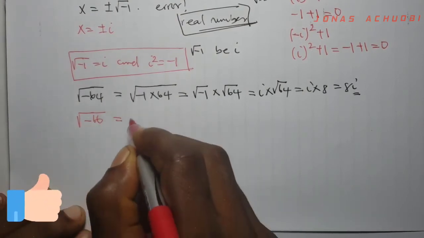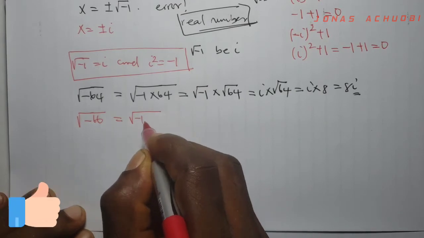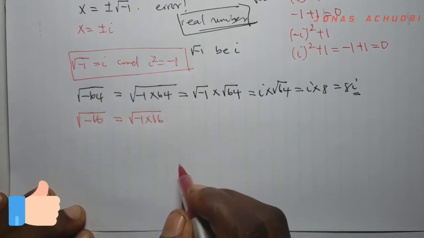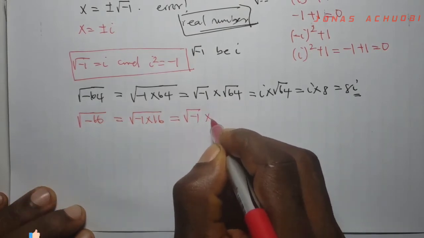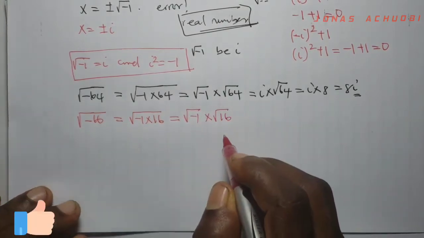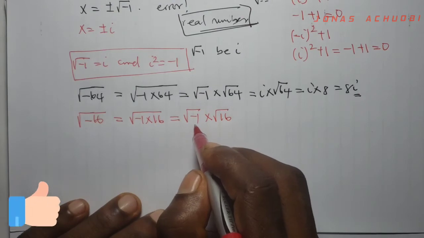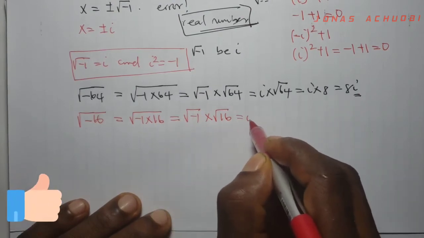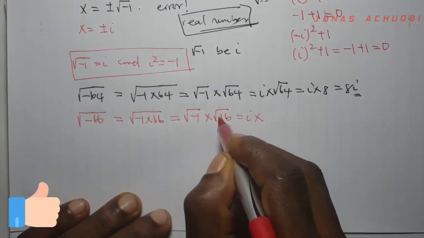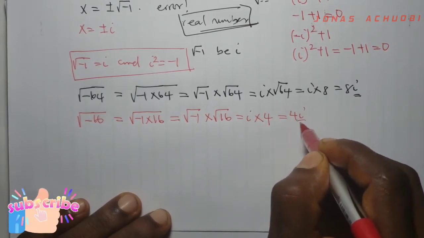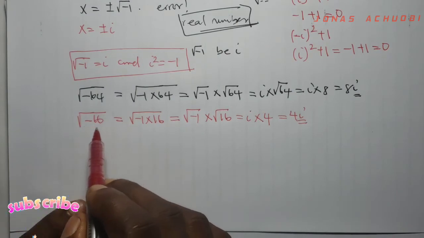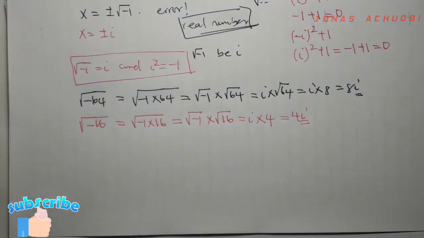Another one is the square root of minus 16. Again, we can write this as the square root of minus 1 times 16. Using our surd rules, we can separate this as the square root of minus 1 times the square root of 16. From what we know already, the square root of minus 1 is nothing but i, times the square root of 16, which is 4. So i times 4 is 4i. So the square root of minus 16 is 4i.